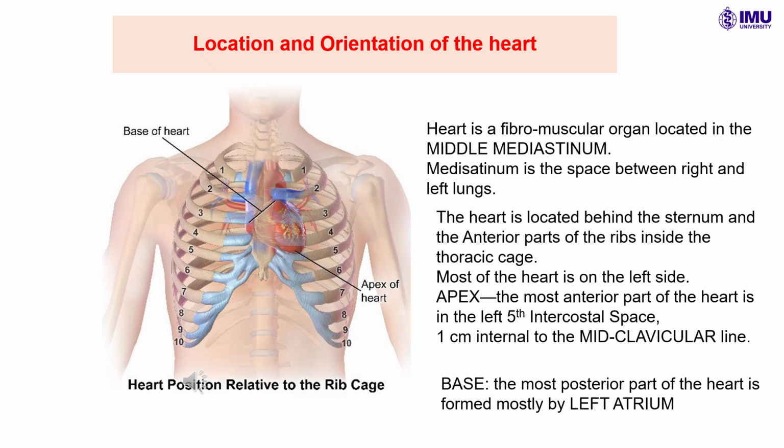Heart is a fibromuscular organ located in the middle mediastinum. The mediastinum is the space between the right and left lungs. Dear students, you may think that the heart is beating posterior to anterior. But heart is mainly on the left side of the thoracic cage and beats from right and posterior to left and anterior. Apex, the most anterior part of the heart, is in the left fifth intercostal space, 1 centimeter internal to the midclavicular line. The left ventricle of the heart forms the apex.